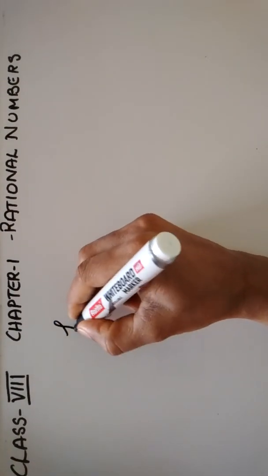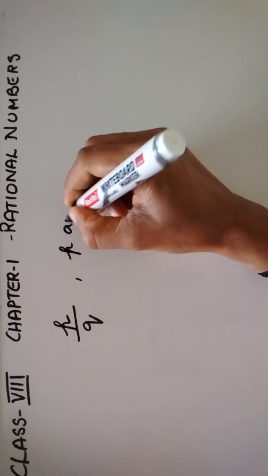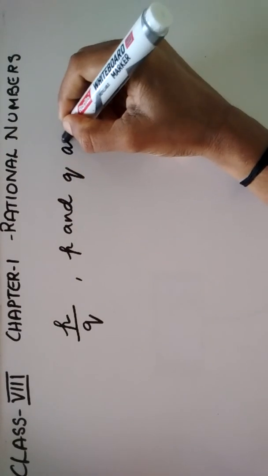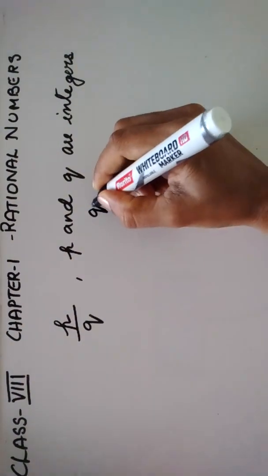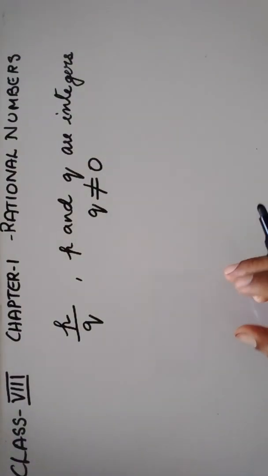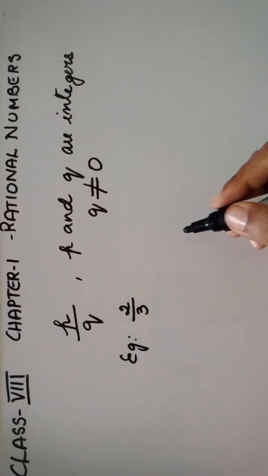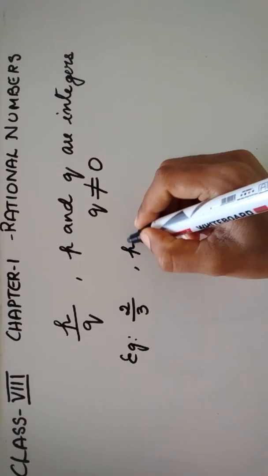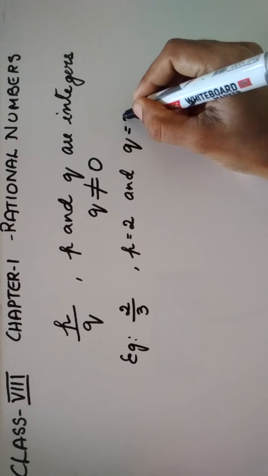A number which can be written in the form P by Q, where P and Q are integers and Q is not equal to 0, is called a rational number. For example, 2 by 3 is a rational number. Here P is equal to 2 and Q is equal to 3.